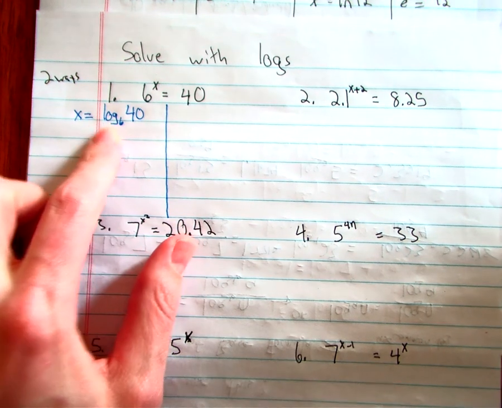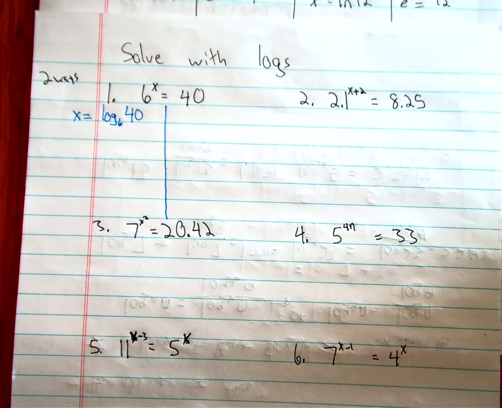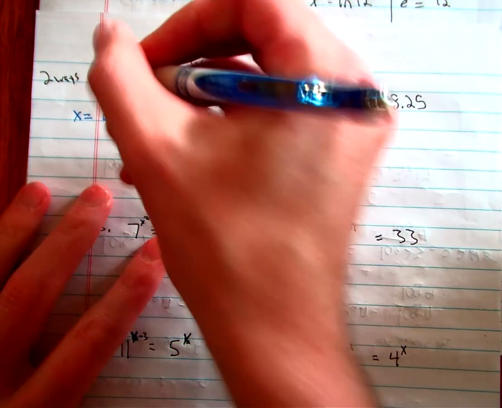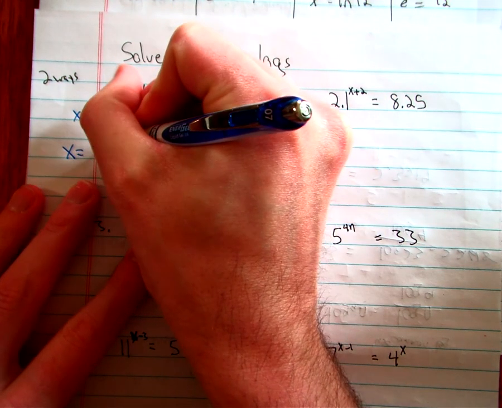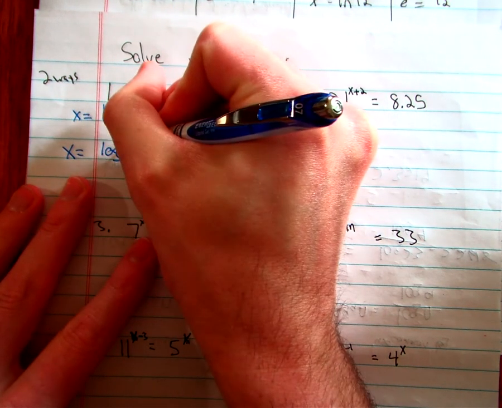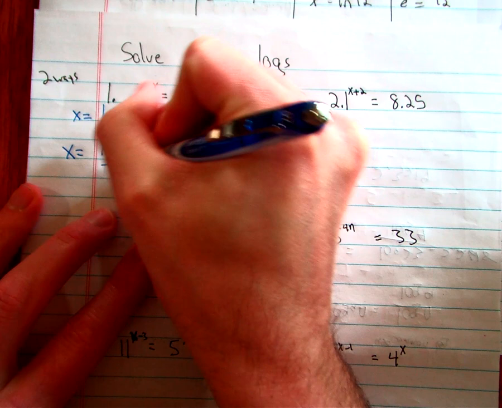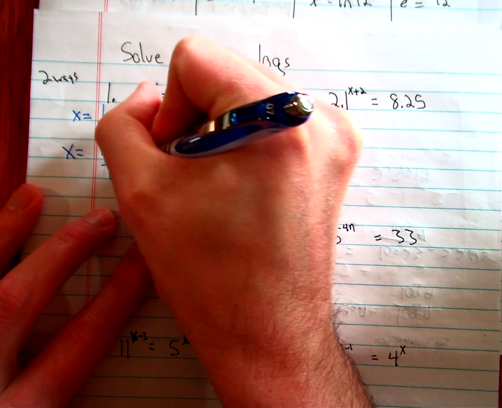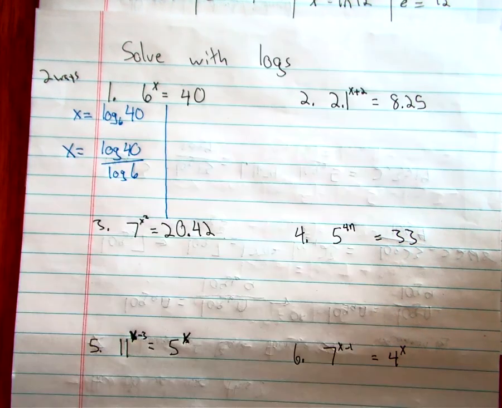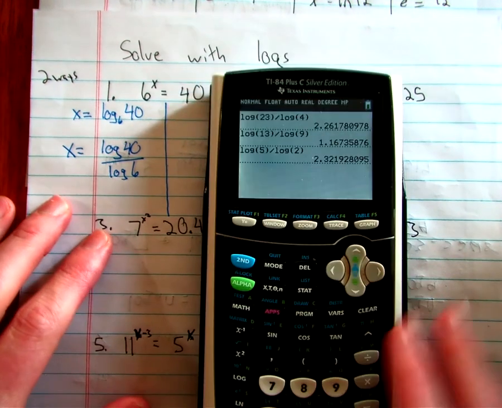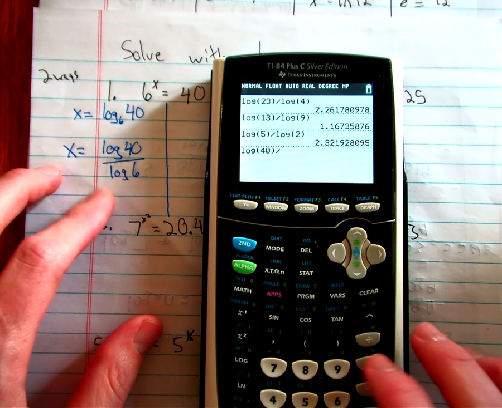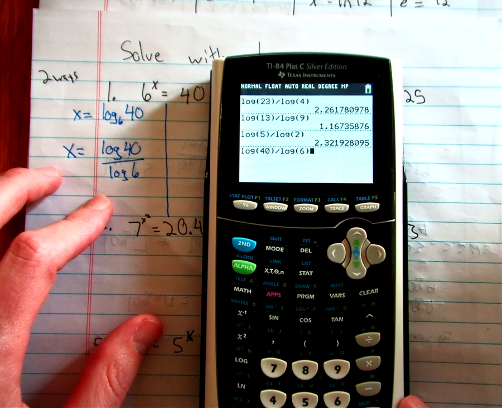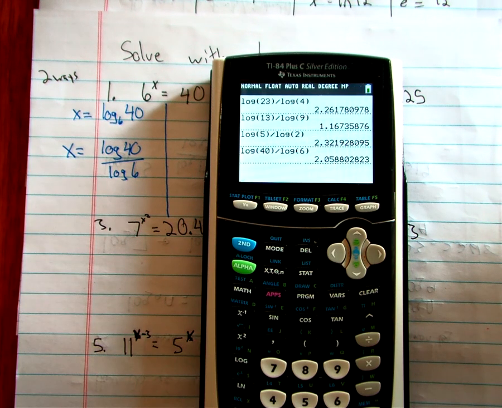All right, so here we have it set up like this. And now we can use our change of base. Okay, x equals log, common log of the big number, 40, over common log of the little number. And now that little number is a big number, in this case, 6. And we type that in. Make sure you close your parentheses. 3.0588.